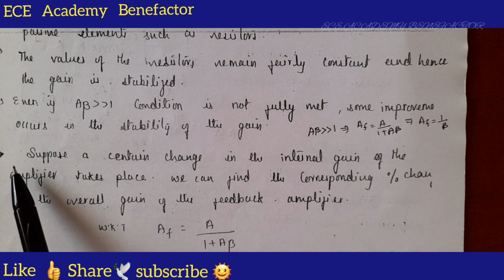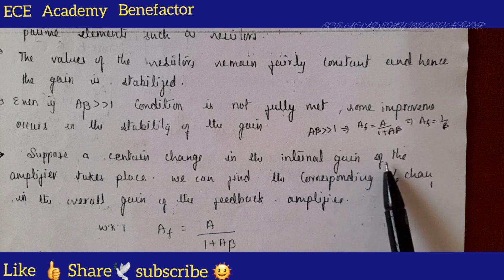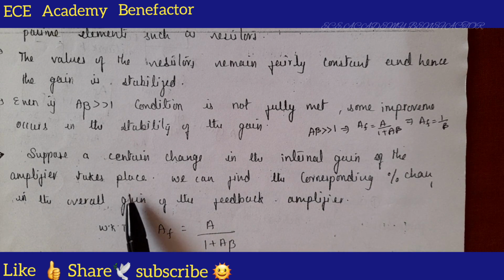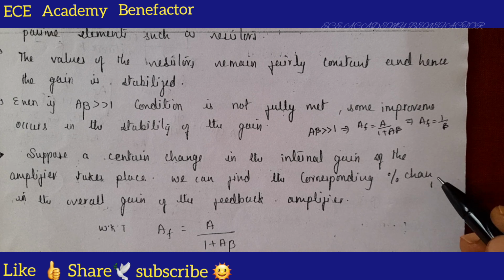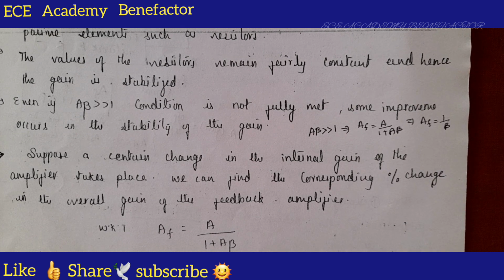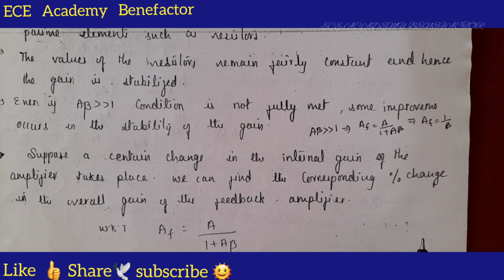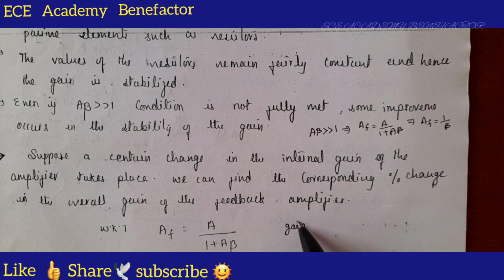Now let us see the second scenario. Suppose a certain change in the internal gain of the amplifier takes place, that is, A is changed by a fractional amount, let us say by dA by A. There is some fractional change of internal gain. Internal gain here is A. We find the corresponding percentage change in the overall gain of the feedback amplifier. So the gain, this is the gain of negative feedback.